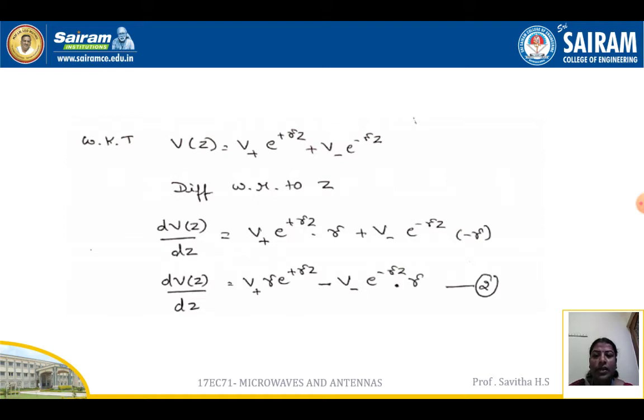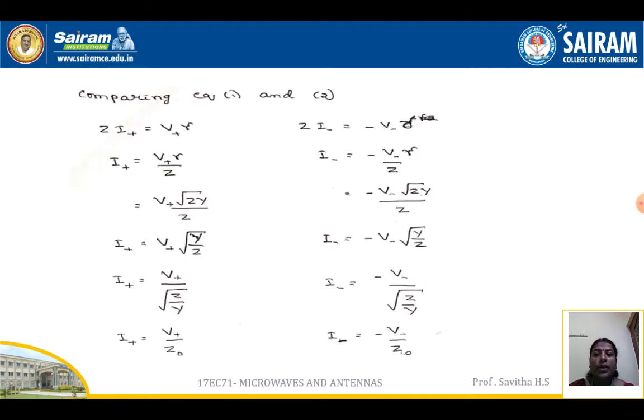So dv(z)/dz is equal to V plus e^(+γz) into γ, and V minus e^(−γz) into minus γ. So dv(z)/dz is equal to V plus γ e^(+γz) minus V minus e^(−γz) into γ. We'll take it as equation 2. So comparing equations 1 and 2, Z I plus equals V plus γ. So I plus is now V plus γ by Z.